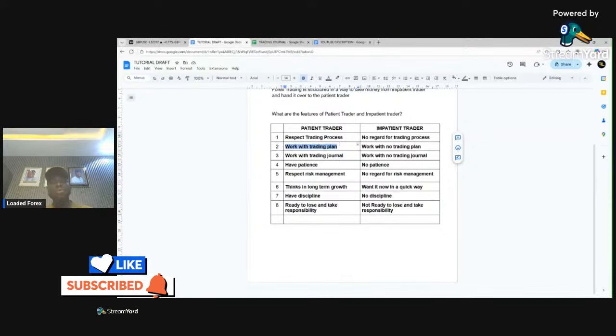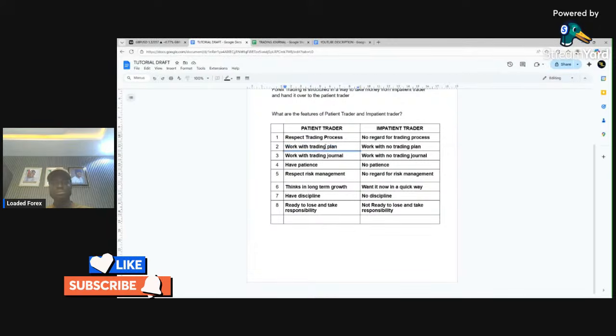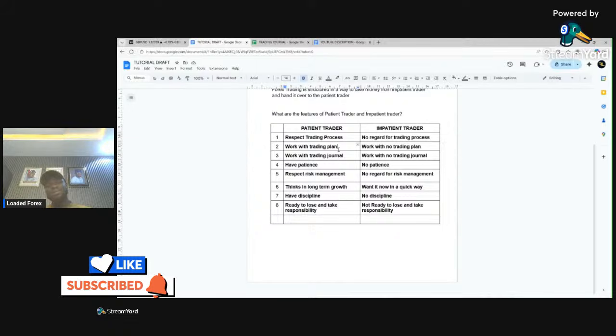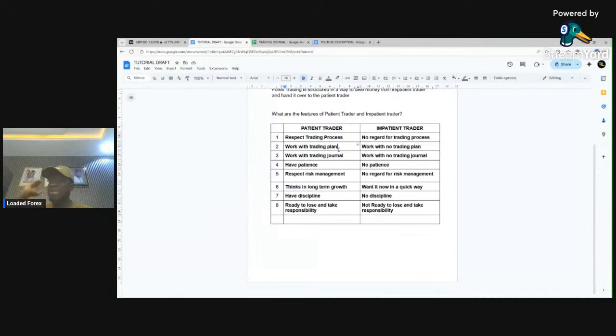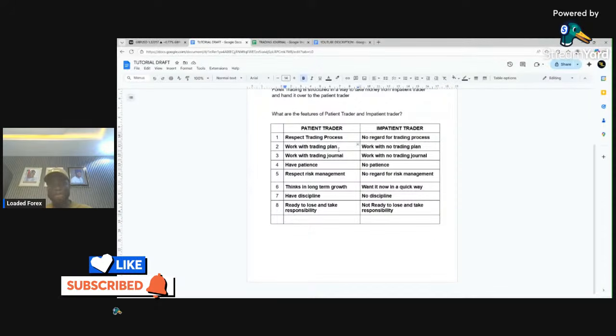So a patient trader works with a trading plan. Even in the military world, if America makes up their mind they want to invade Nigeria now, they can't come and invade Nigeria without a plan. There must be a military plan on ground: what they are going to do, the first action or the first target or the first process they are going to follow. So everything is all about plan. Without a trading plan, there is no way you'll be successful in trading.